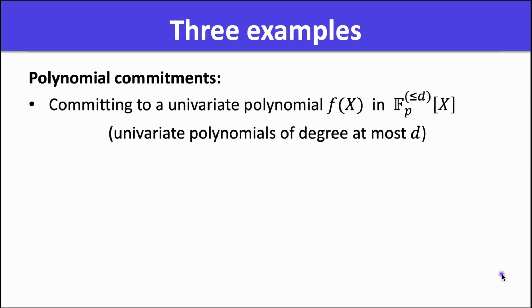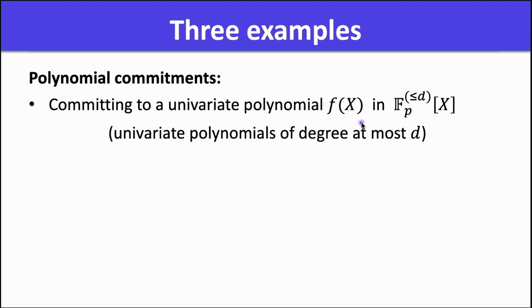So now that we know what it means to commit to a function, there are three very important examples of function families that we might want to commit to. The first example is what we call a polynomial commitment scheme. So what is a polynomial commitment scheme? Here we set the function family to be the set of all univariate polynomials over F_p of degree at most d. This is what this notation means. This is the set of all univariate polynomials of degree at most d. The prover can commit to some function in this finite set. And of course, later on, the prover can be asked to reveal the value of this committed polynomial at some point x.